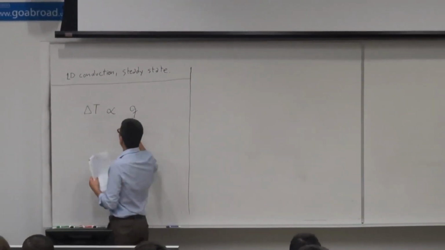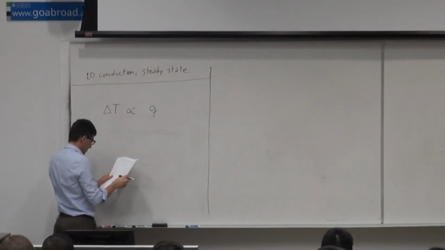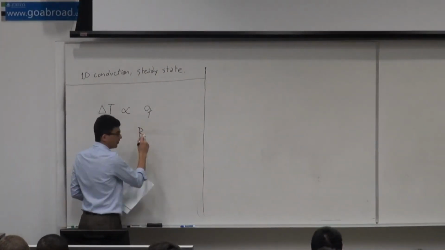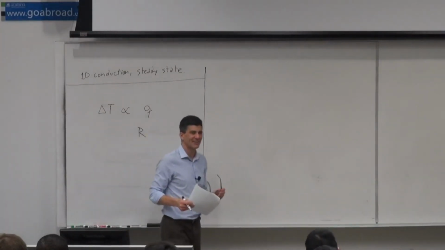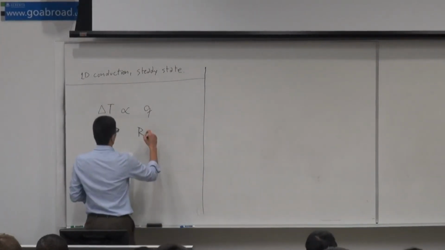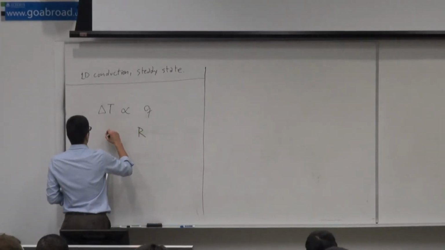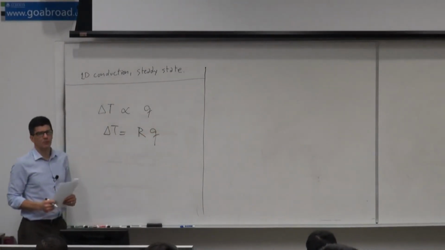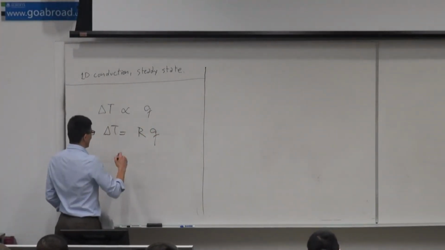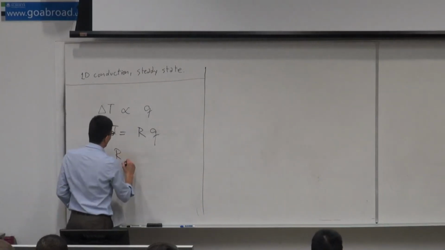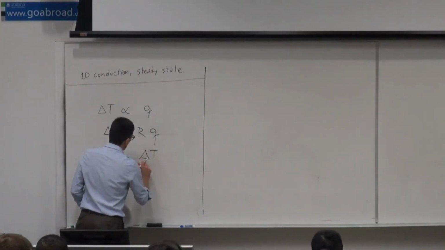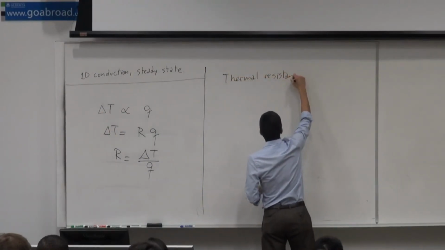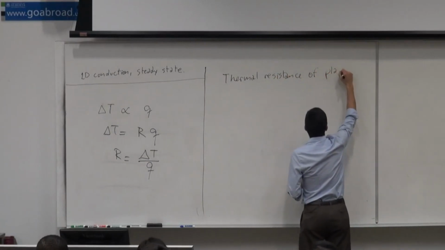So we came to this, and we said we're going to give a name to this proportionality constant. What was the name? R. Okay, R is the symbol. What would be the name? Yeah, this is a thermal resistance. So delta T equals R times Q. And now the next step, that was kind of the trivial thing to do, is, all right, I'm going to define R, and R is going to be delta T over Q. Let's talk about thermal resistance of a plane wall.